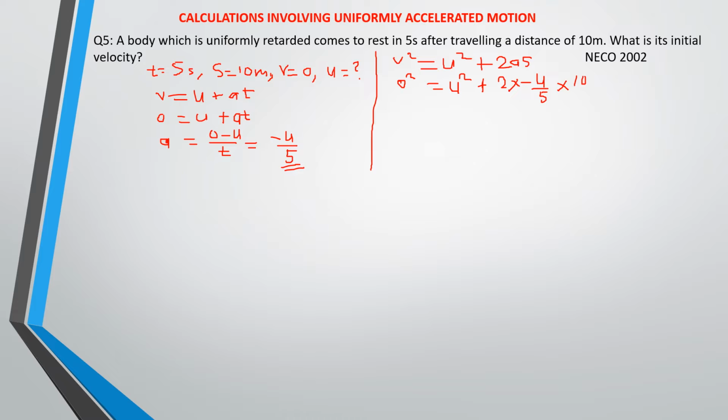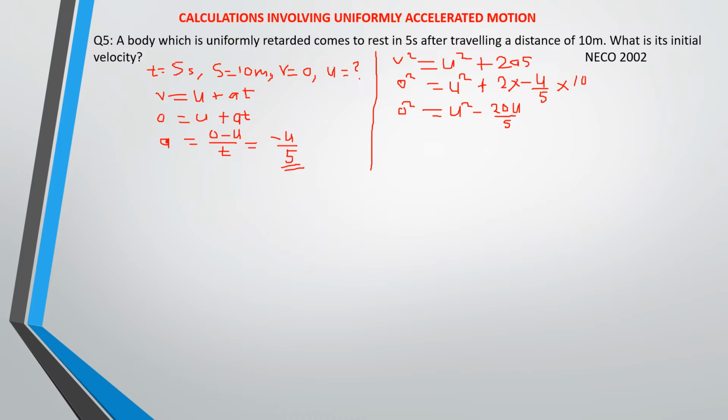You can actually work this out. So you have 0 squared is equal to u squared minus 20u all over 5.